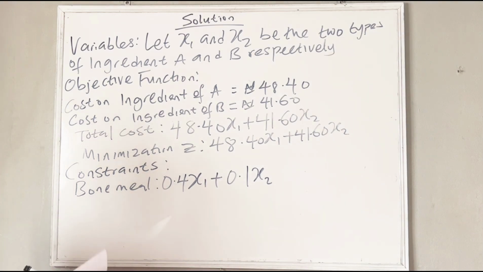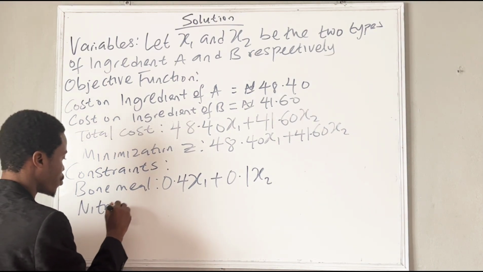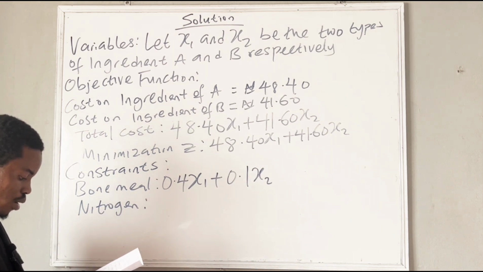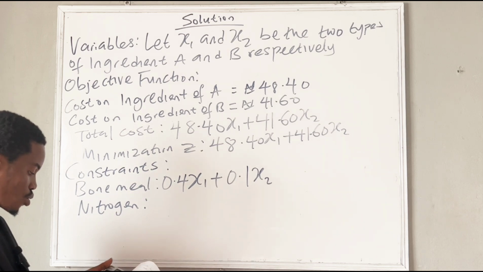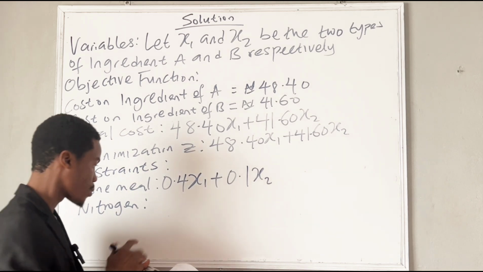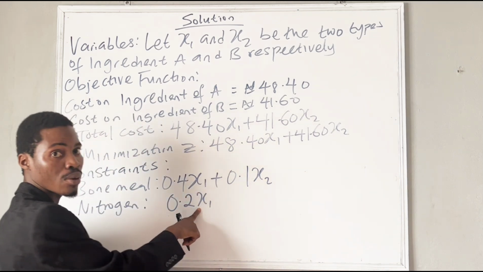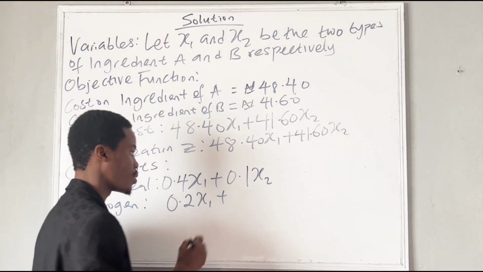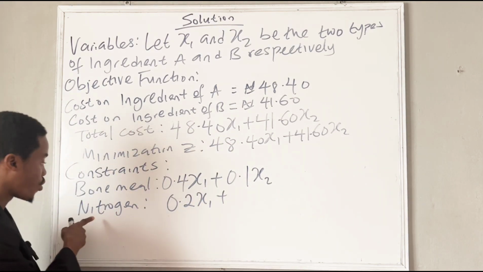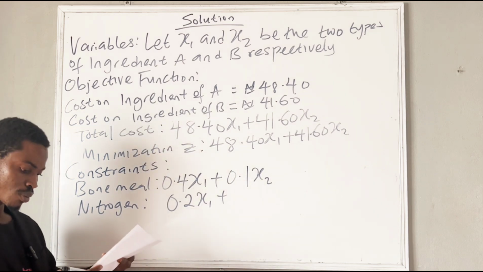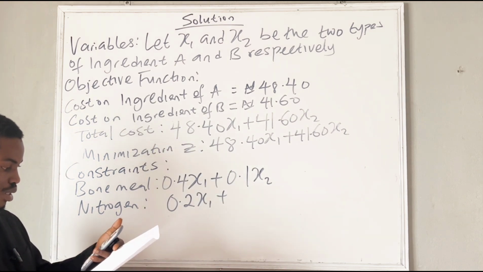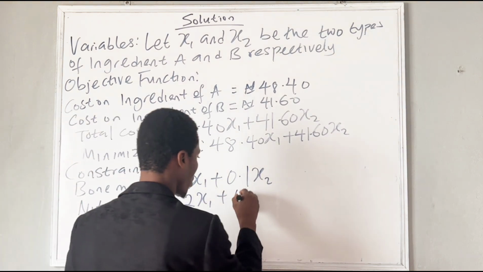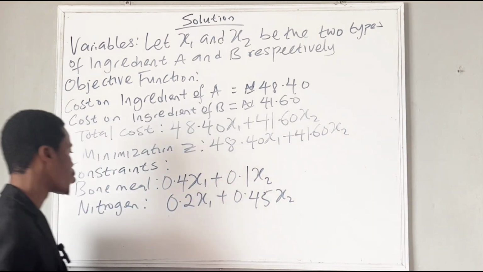Next is the constraint for nitrogen. For ingredient A, we have 20% nitrogen. 20 divided by 100 gives 0.2, so 0.2 x1, where x1 is the unit that represents ingredient A, plus ingredient B. Our nitrogen under ingredient B is 45%, so 45 divided by 100 is 0.45, so 0.45 x2. So we have solved nitrogen.